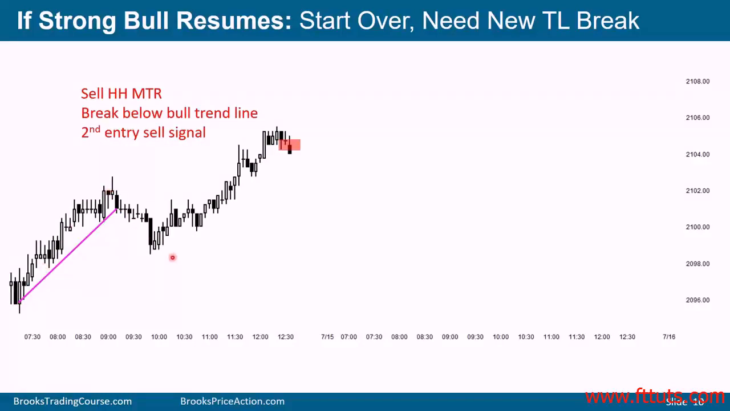Bull trend, bear breakout, higher high. Is this a higher high major trend reversal? Well, look at this channel. We're up for 30 more bars. I think you have to start the process over and look at this as a new bull trend.